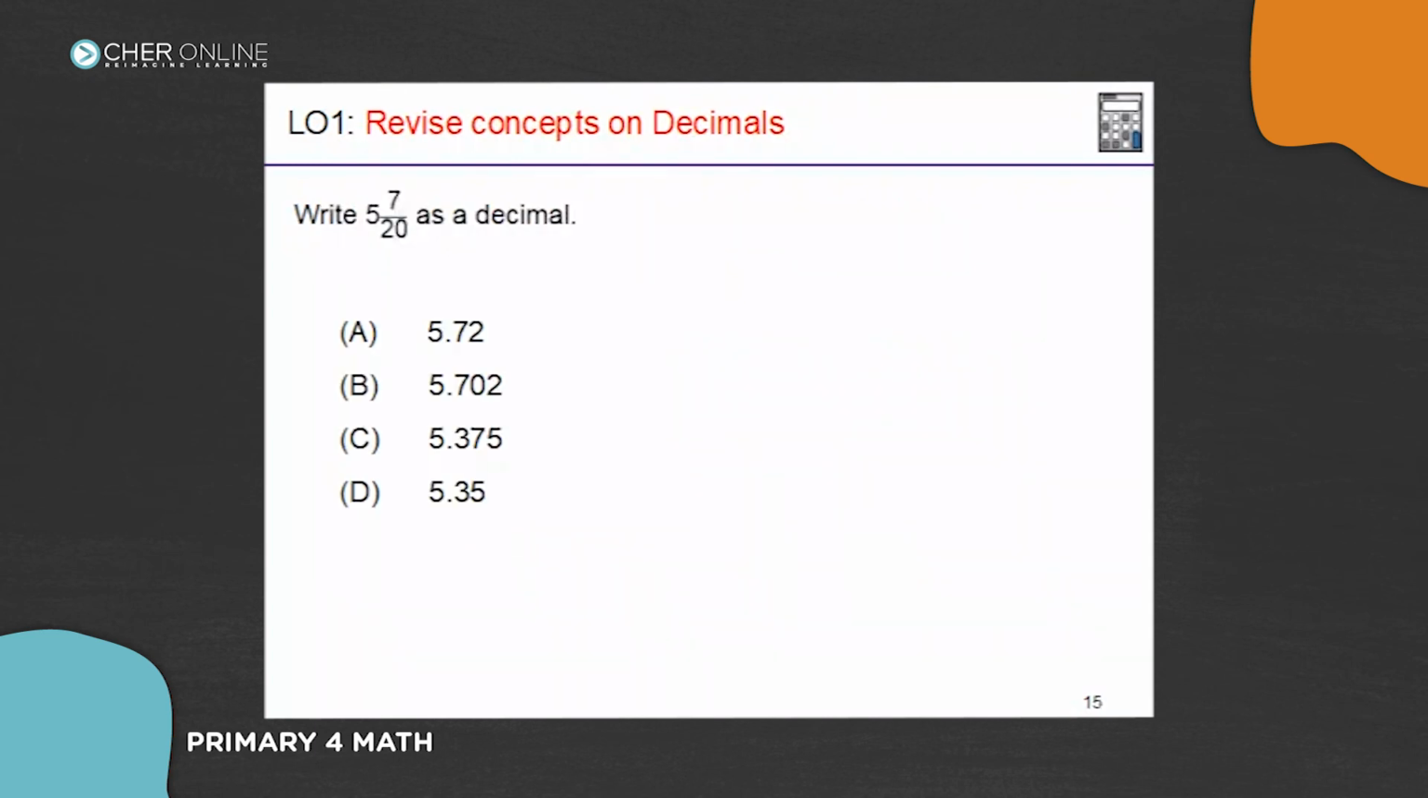Let's change this to a decimal. Remember how to change to a decimal? Our denominator has to become 100. So 20 times what equals 100? 7 over 20, times 5 to the numerator, times 5 to the denominator, we got 35 over 100. But the whole number is still there. So it's all 5 point something. So it's 5.35. The answer is D.